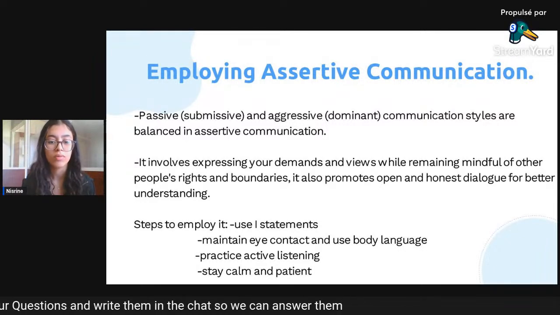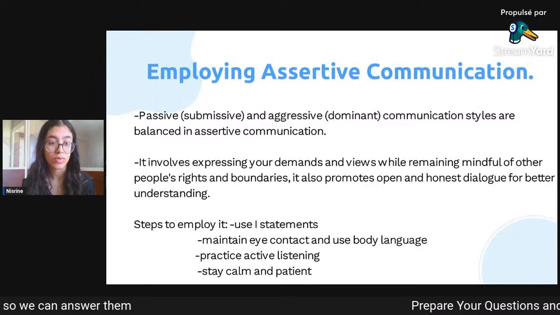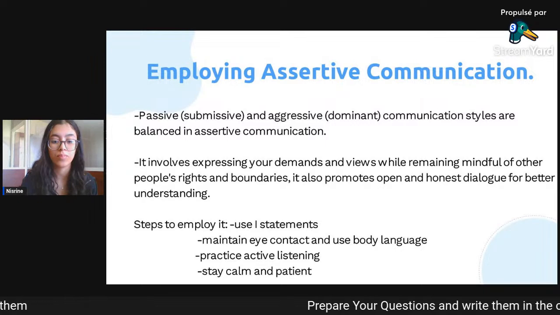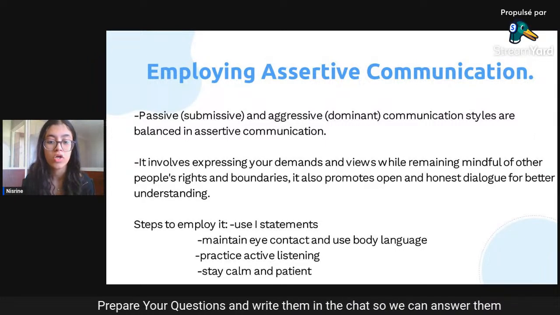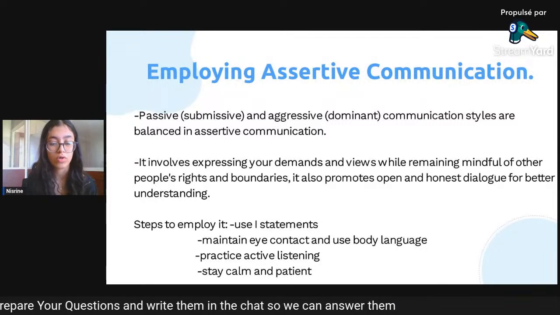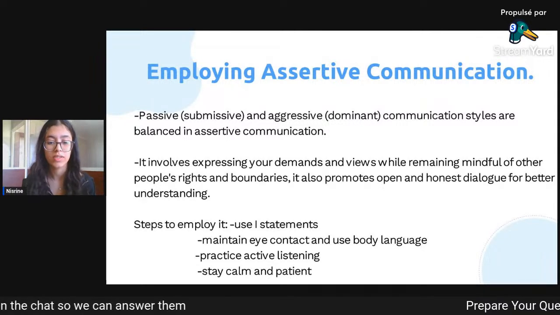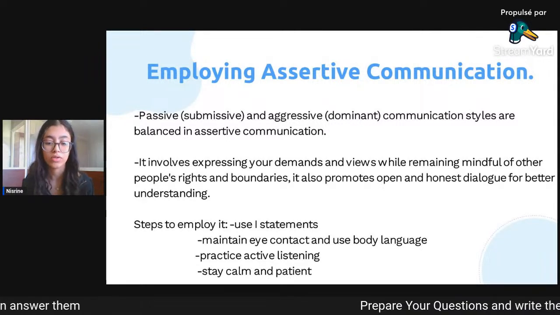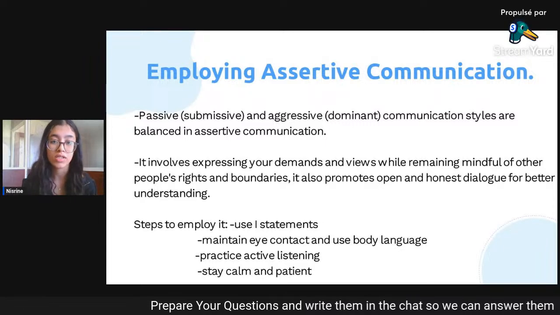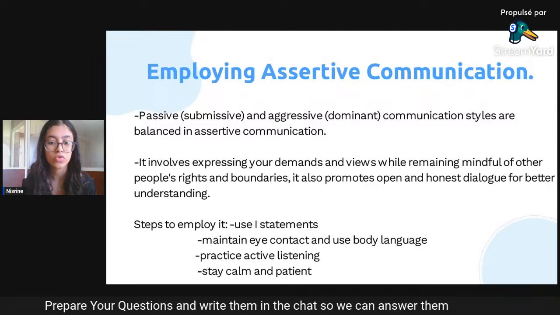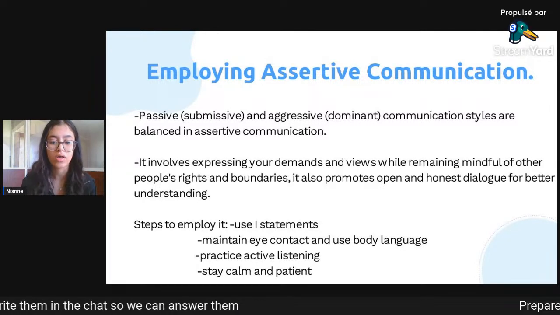So, you need to speak calmly and maintain open, non-threatening body language to avoid any aggressive gestures or a defensive posture. Next up, you have to practice active listening. So listen very attentively to what the other person has to say and respond to them without interrupting them, by the way, and show empathy and understanding. And finally, stay calm and patient. Assertive communication does not always lead to immediate resolution, so you have to stay patient and open to further discussion.